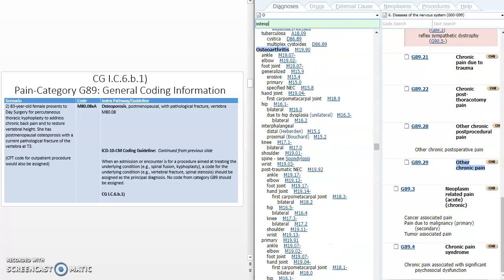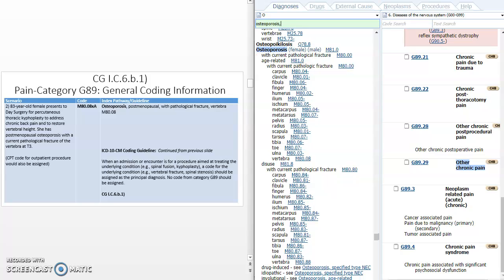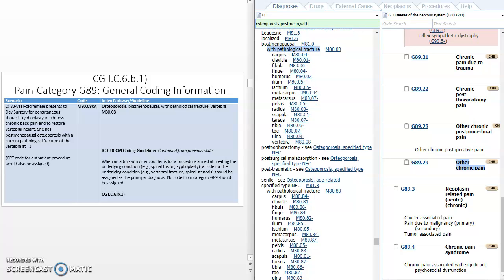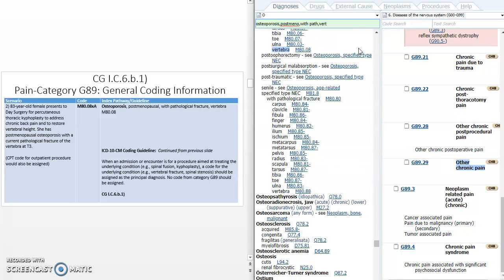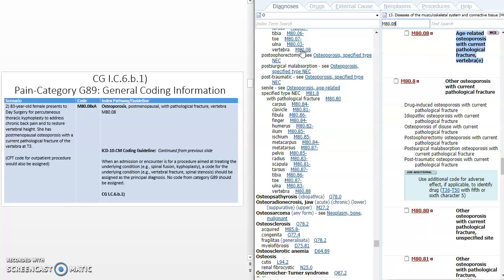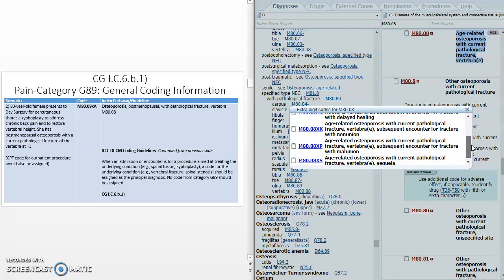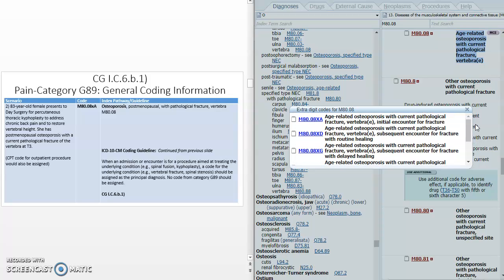So the osteoporosis was described as postmenopausal, and it was also described with a pathological fracture, and the location was the vertebra. So the index gives us M80.08, and we go over to the tabular, and we find out that at M80.08 we need to have a seventh character, A, D, G, K, P, or S. In this case, we will select M80.08XA for age-related osteoporosis with current pathological fracture of the vertebra, initial encounter for the fracture.